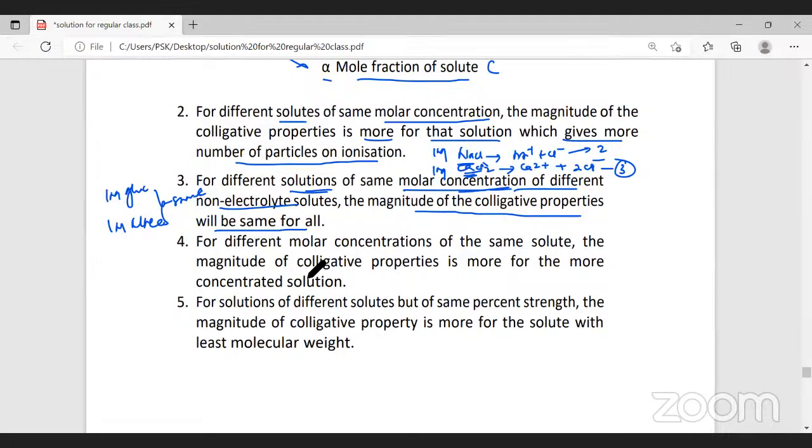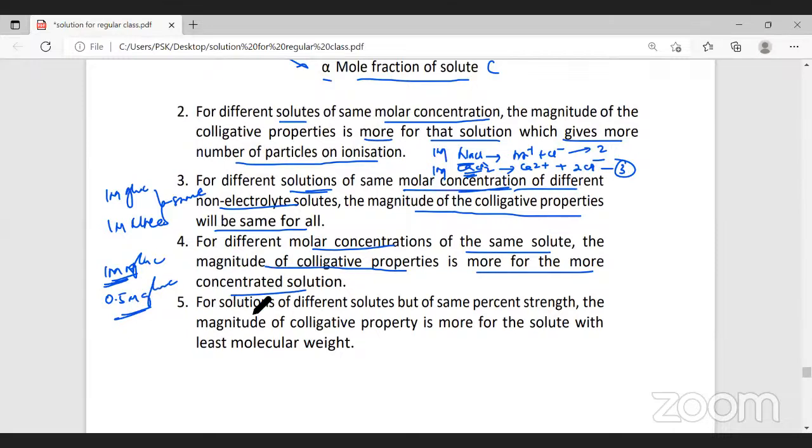The fourth point: for different molar concentrations of the same solute, the magnitude of the colligative property is more for the more concentrated solution. If I take 1 molar glucose and 0.5 molar glucose, the number of molecules is more in 1 molar glucose. Therefore, the magnitude for 1 molar glucose will be more compared to 0.5 molar glucose.